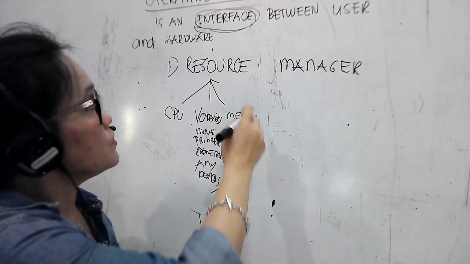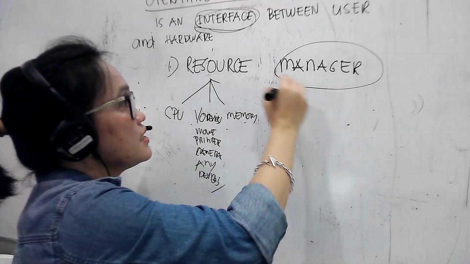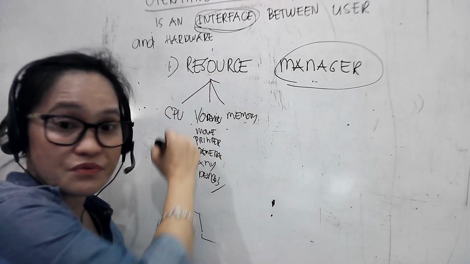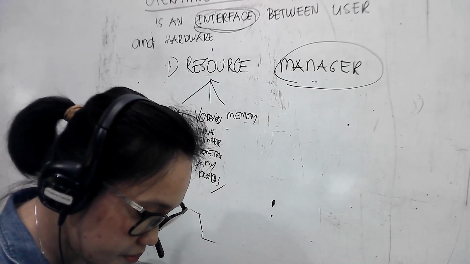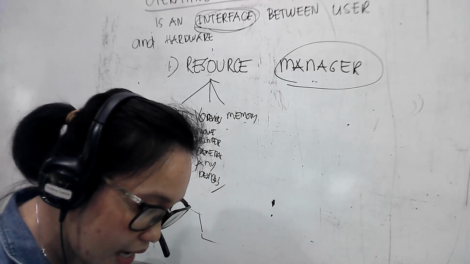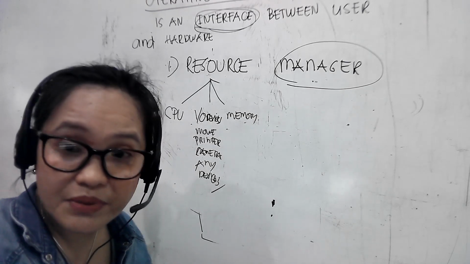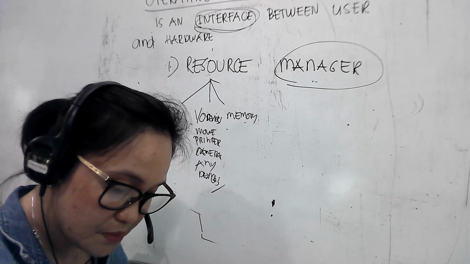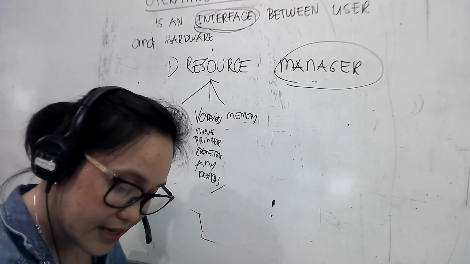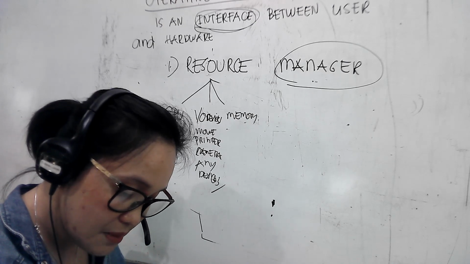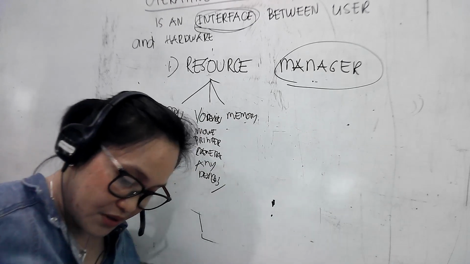Now, the OS manages these resources. So let's say, for example, the OS allocates these resources to different processes or users. If two or more processes want to access the CPU, the OS allocates for how long, so that it will be managed.